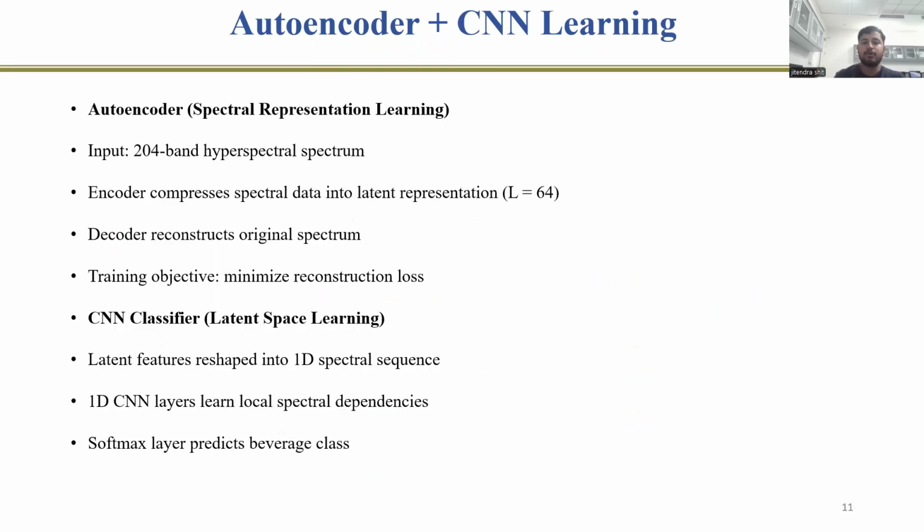Next, I'll talk about the autoencoder and CNN learning. The autoencoder reduces the dimensionality of spectral data by learning a compact latent representation. In our experiment, the latent dimension was set to 64, which preserves important spectral information while removing redundancy. These latent features are then fed to the 1D CNN, which learns spectral relationships and predicts the final beverage classes.